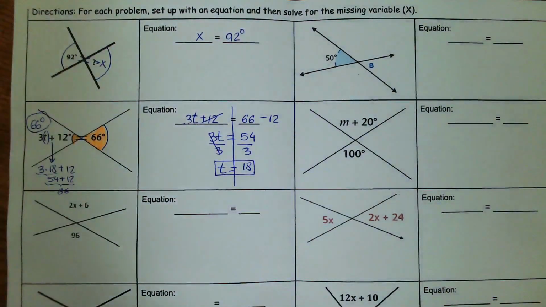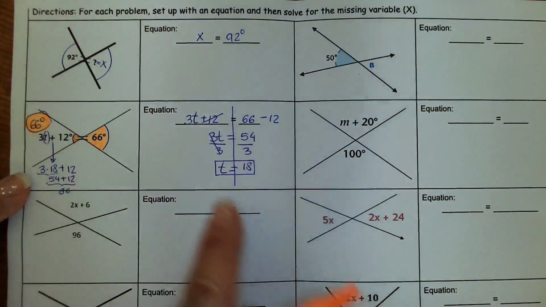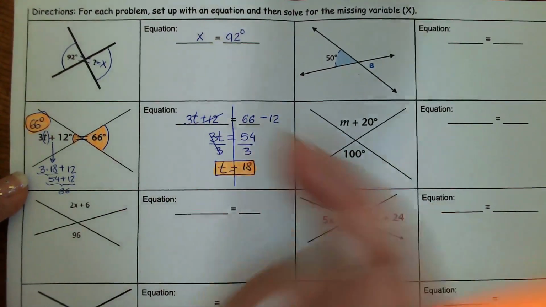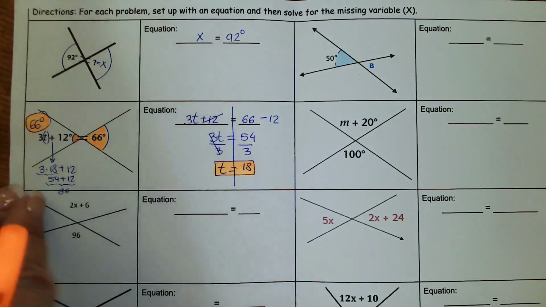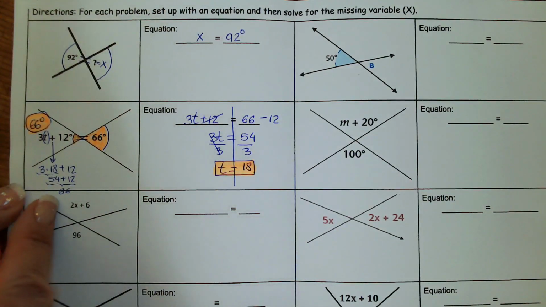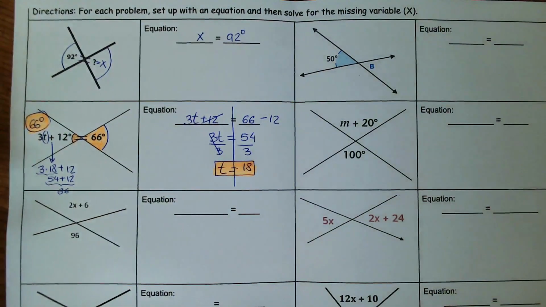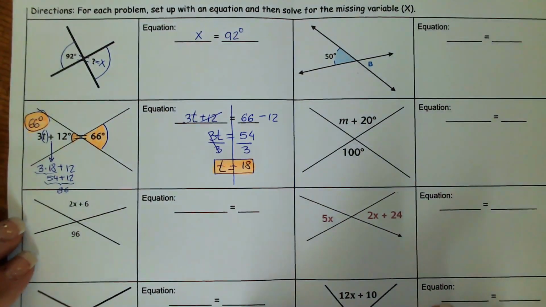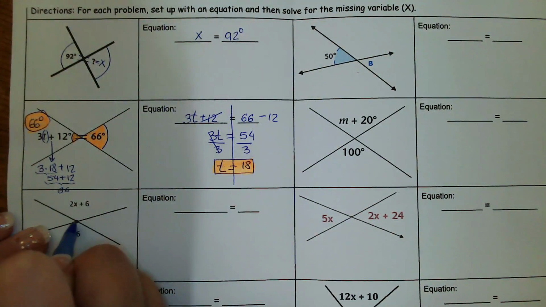What that tells us is that we solved for t correctly. t is 18, and if we substitute t in the expression 3t plus 12, use the order of operations, we get 66 degrees, which is congruent to the angle on the opposite side. Vertical angles are congruent.